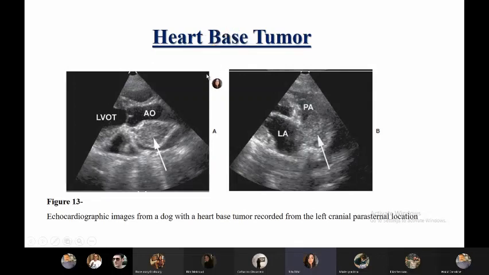Okay, lastly, heart-base tumor. The difference between heart-base tumor and hemangiosarcoma is that it is usually attached to the aorta and not the atrium. It's also a homogeneous mass, not a cyst-like mass. So as seen in these images here, the homogeneous mass is attached to the aorta, and sometimes this can cause an obstruction of the left ventricular outflow tract or a narrowing of the aorta. And also right here, it's very obvious, the mass in B, and we can see that there is also pericardial effusion. So cardiac neoplasia is almost always accompanied by pericardial effusion.